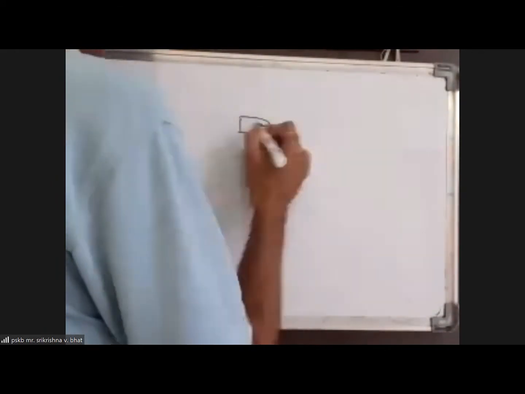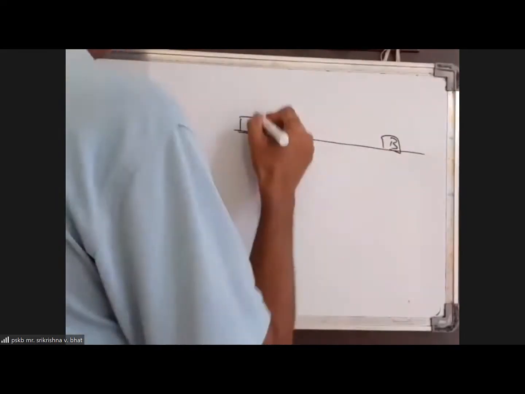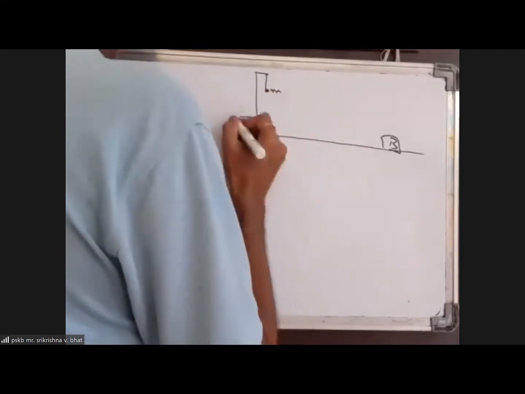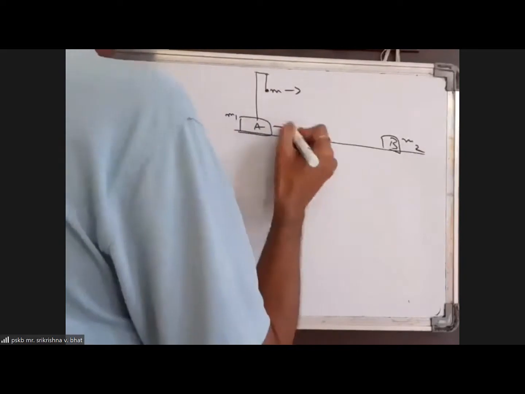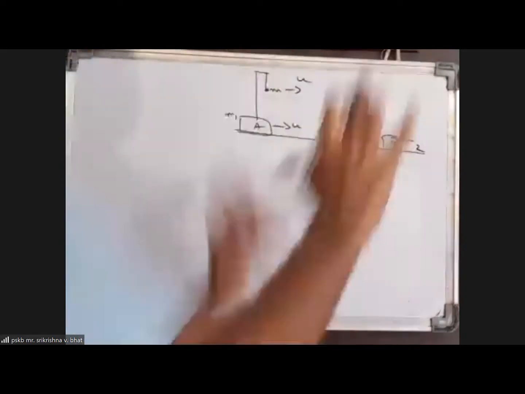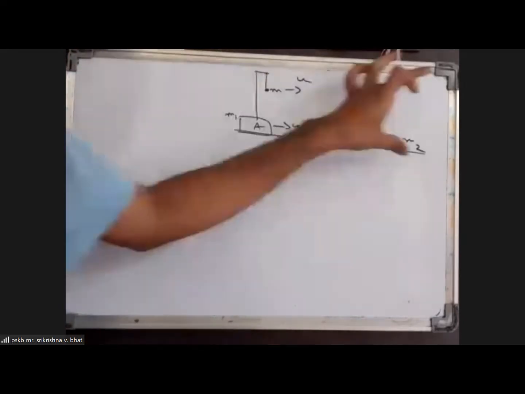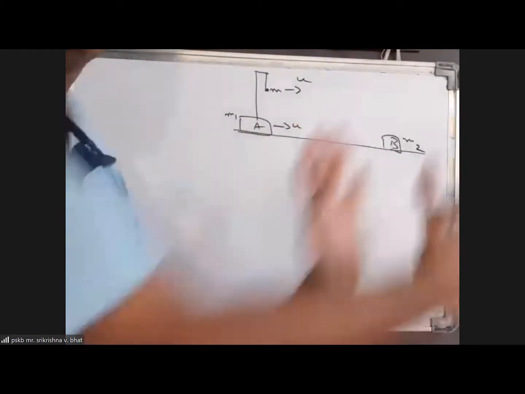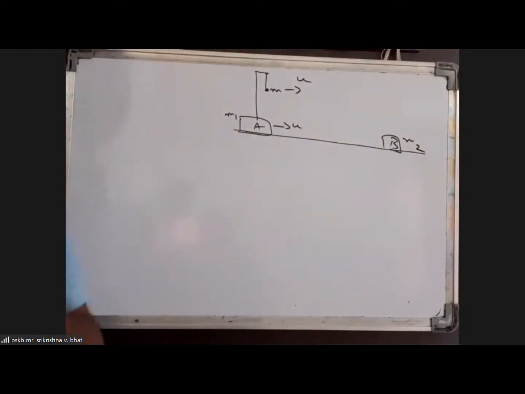In the given setup, we have block A and block B, and on A we have a particle of mass small m, and both are given velocity u. This whole system has initial velocity u, as given in the question. They move along this straight line and collide. A collides with B, and after the collision, A and B stick to each other and continue to move on the horizontal frictionless surface.